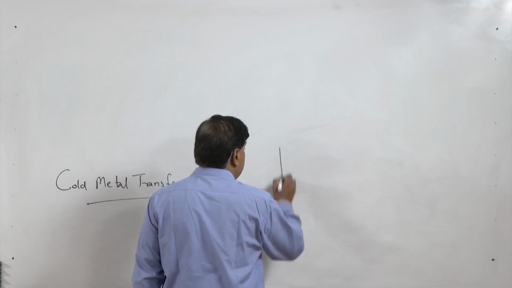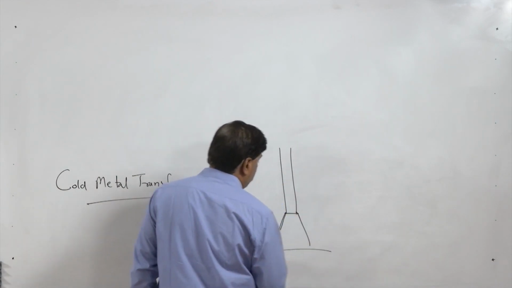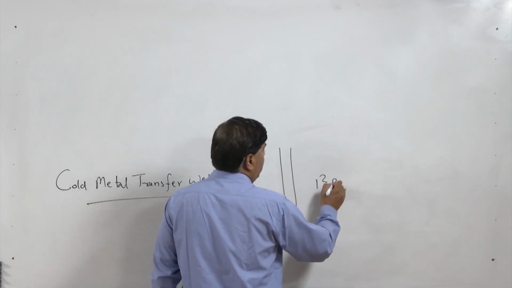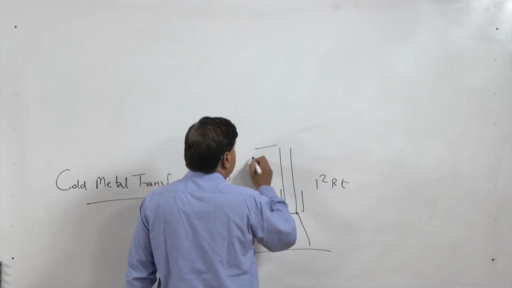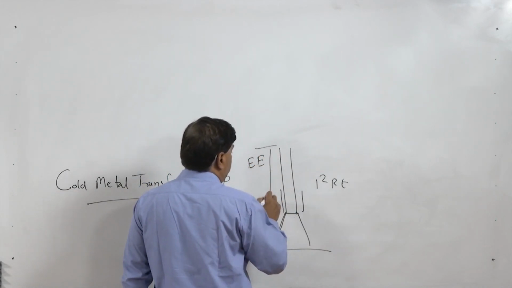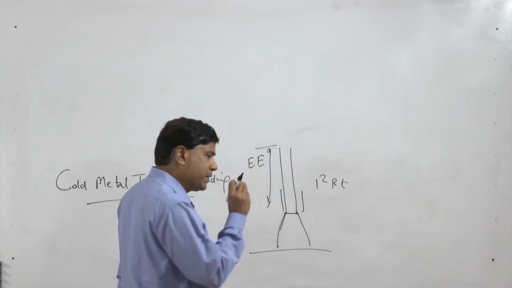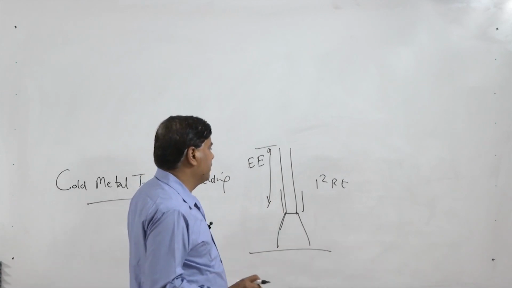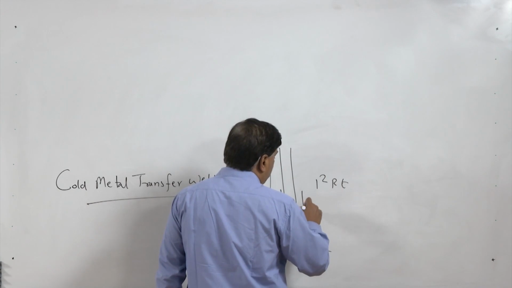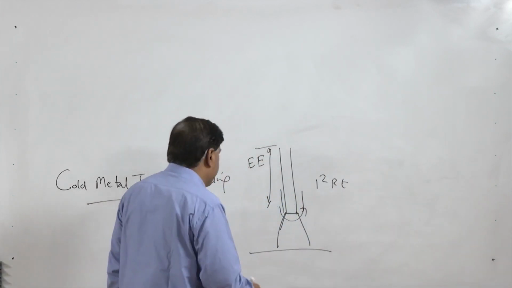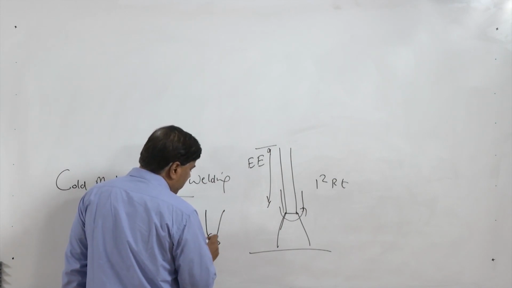Another is the rotational transfer. In the case of rotational transfer, the current is too high, so high current causes I squared R T heating, and especially when the electrode extension is large, the electrode is softened, especially near the tip. So the tip starts moving or rotating under the electromagnetic forces.